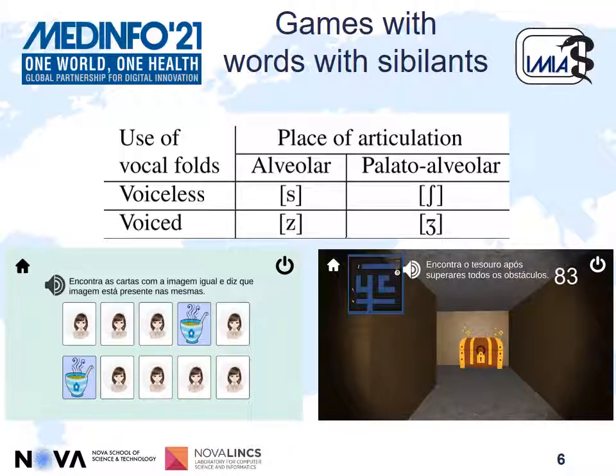The games are customizable, that is, they have a set of parameters that the speech and language pathologist can choose to make the game meet the child's needs. The games have visual and auditory feedback that helps the child understand his performance, and the games include a system of hints that helps the child understand what to do when the child is failing the exercises.